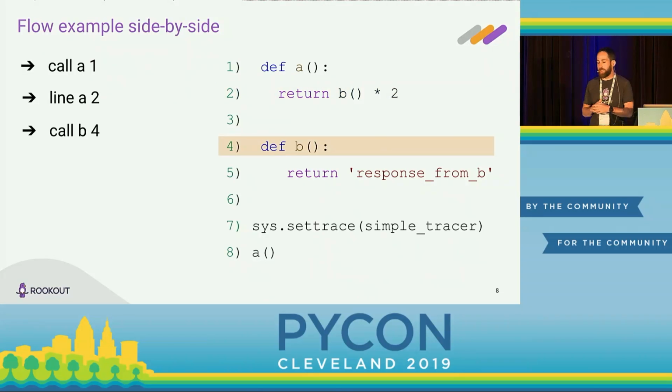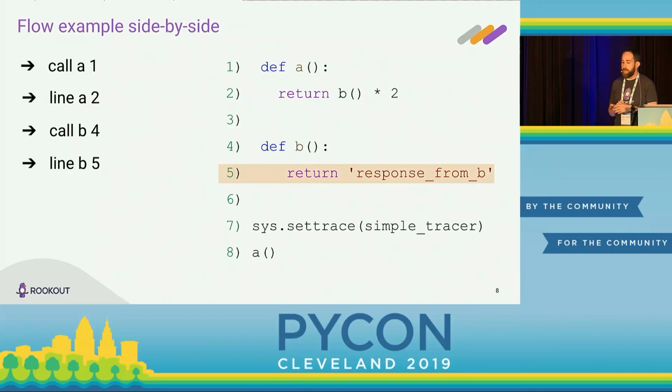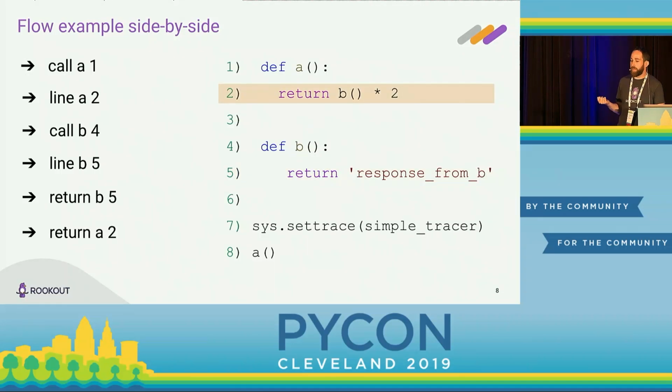Now we get the third event. Function B is about to be called. Line number is 4. And line 5 is about to be executed as part of function B. Next, we are going to get a return event. We return from B with line number 5, and we return from A with line number 2.